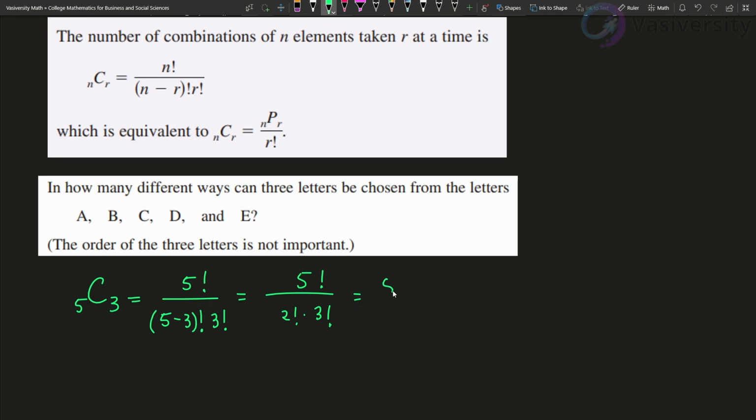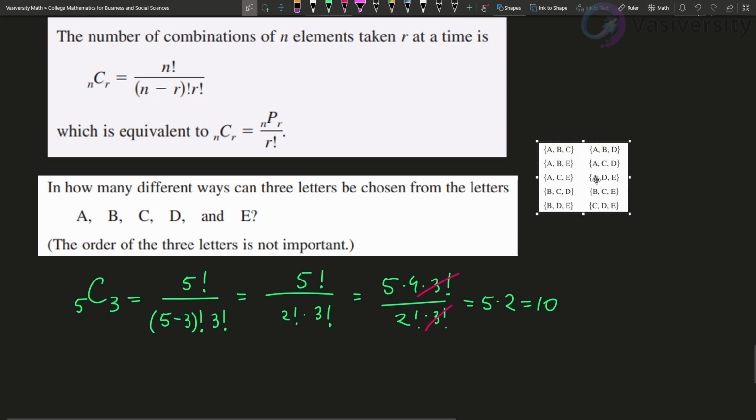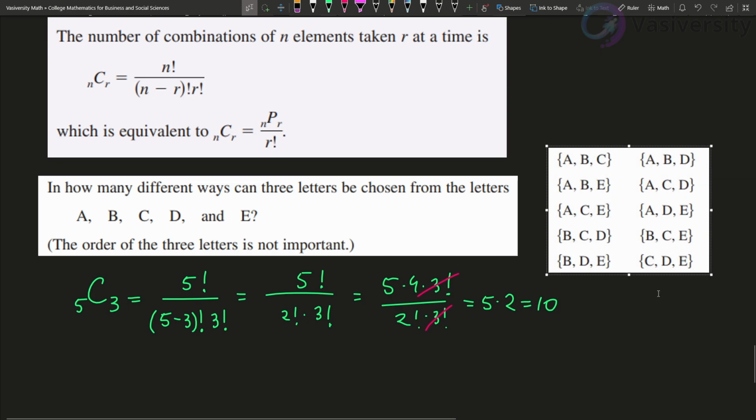So that's equal to 5 times 4 times 3 factorial over 2 factorial times 3 factorial. Again, 3 factorial and 3 factorial cancel out. 2 factorial is just 2. So we have 5 times 2, which is equal to 10. So there's 10 different ways we can do that. Is that so? Let's write down all of the possibilities, and yes, indeed, we will get 10 combinations here.